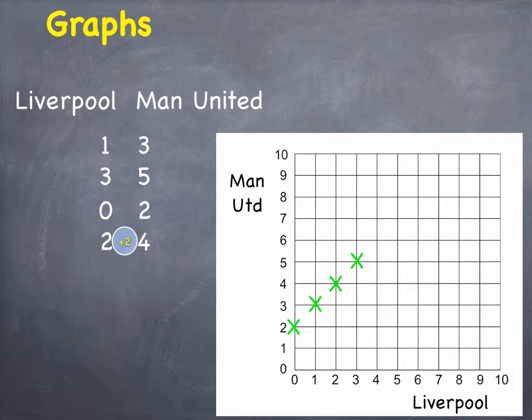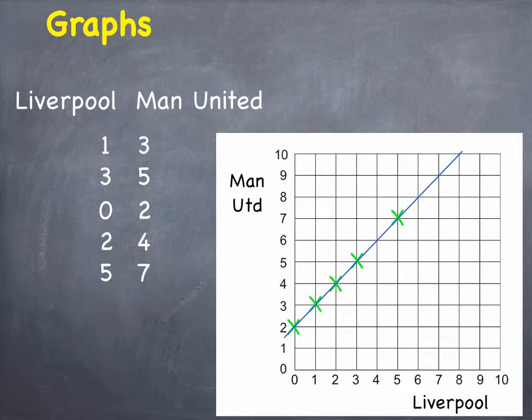And if this pattern were to continue in another match where Liverpool scored, say, 5 goals, I would expect Manchester United to have scored 7. That's 2 more. And that result would be plotted here. If I join the points with a straight line, it will look like this.